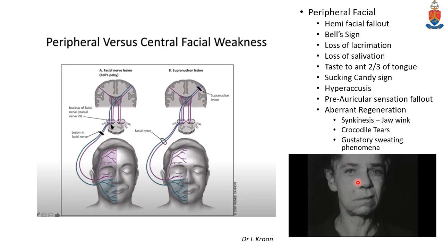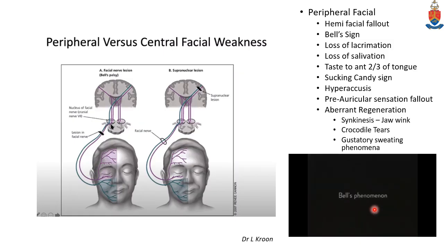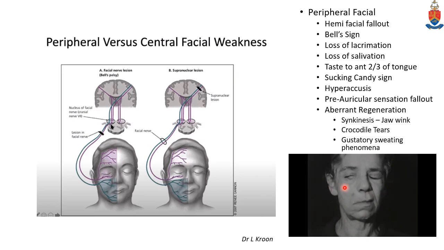We can see that this person, the whole right side of the face has been affected. So he's got hemifacial fallout: frontalis muscle, orbicularis oculi, as well as orbicularis oris, a little bit of the levator, as well as the depressor anguli oris, the zygomaticus, and the risorius have been affected when he's being asked to smile. So let's quickly have a look at this. There he's asked to move his eyebrows. So this is the demonstration of what Bell's sign is about.